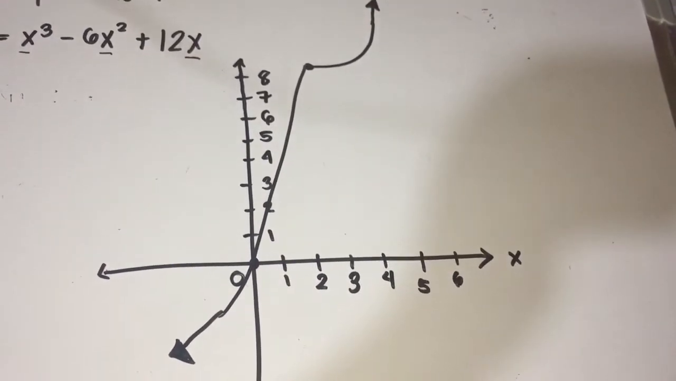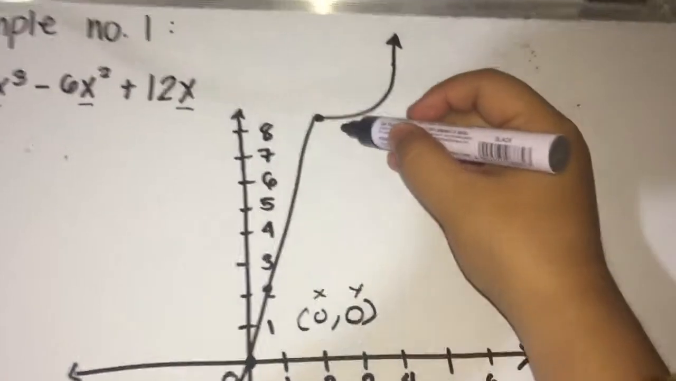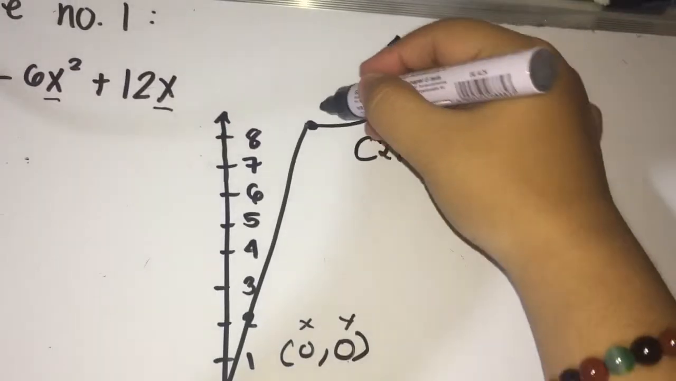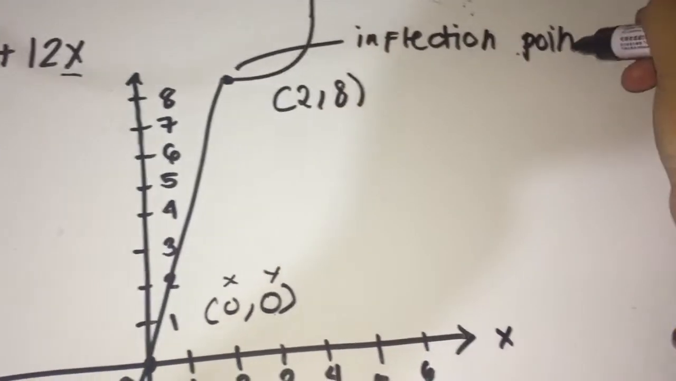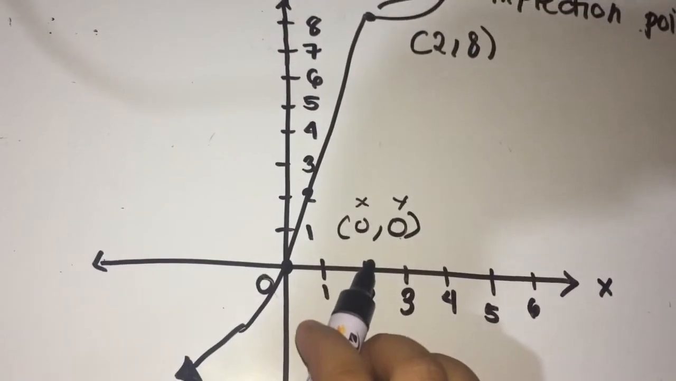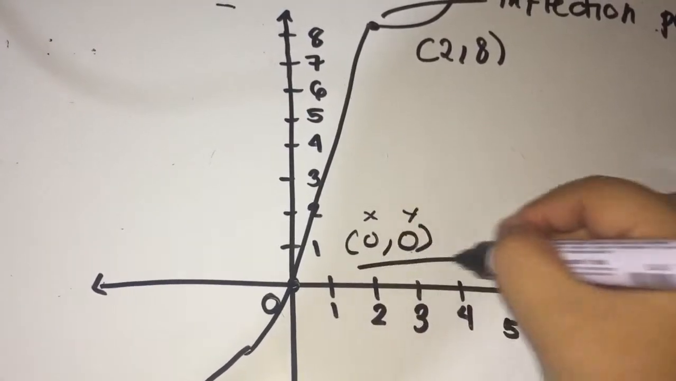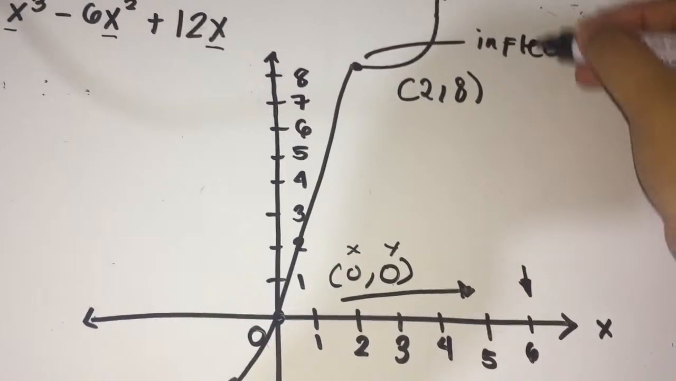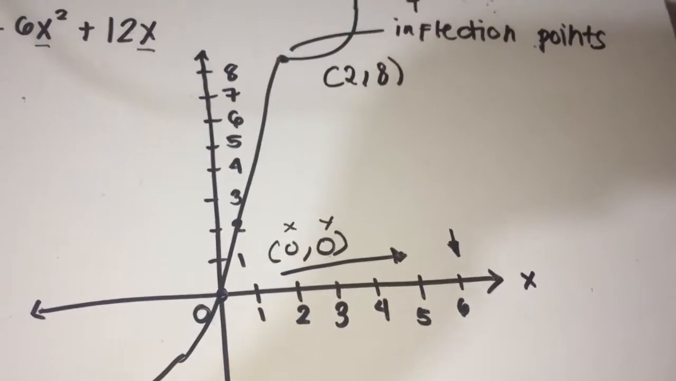So our graph looks like this. 0, 0 for x and y. And this one is 2 and 8, which we solved earlier, which is our inflection point. Take note, inflection points and critical points are the same. 0 and 0 is our x and y intercept, where they intersect. So this one is downwards and this one is upwards. As you can see in the graph, they are increasing.